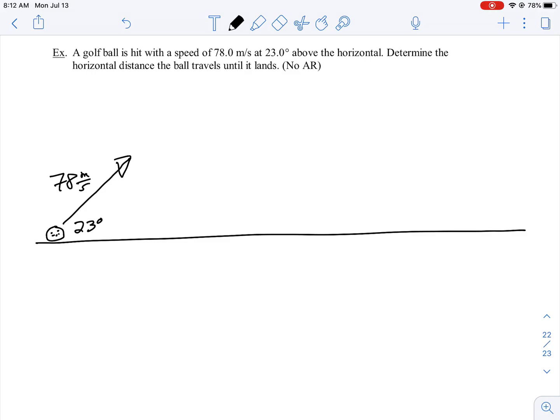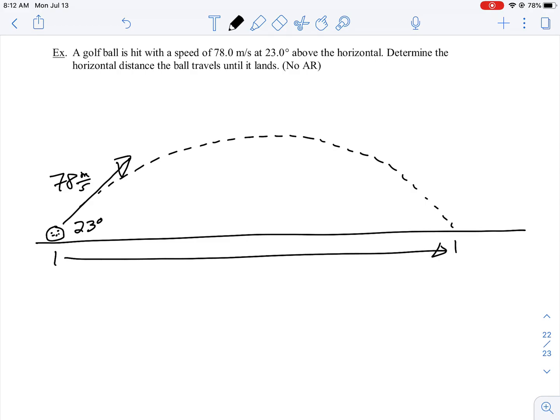And we know this thing is going to be going up and then coming back down on the other side, making that beautiful parabolic pathway. And our job, similar to the question we did last day, is we just need to figure out the horizontal distance. How far is that?